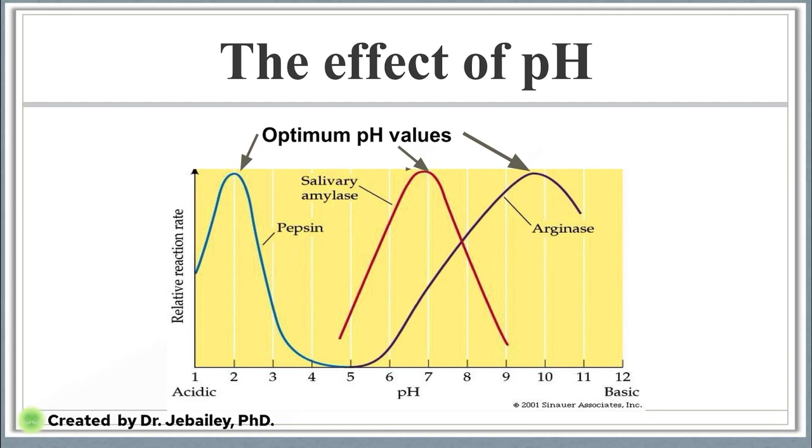Right here we have 3 types of enzymes. We have pepsin, we have salivary amylase, and arginase. These are 3 different enzymes. And it doesn't mean all enzymes work at the same pH. They all have their preference.